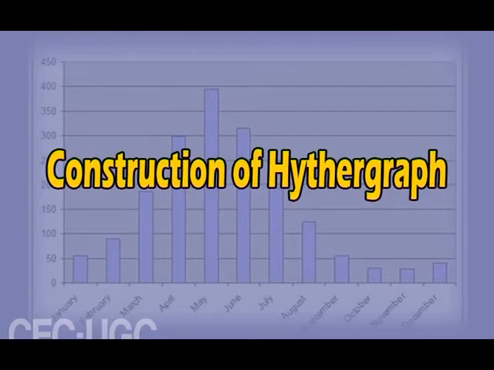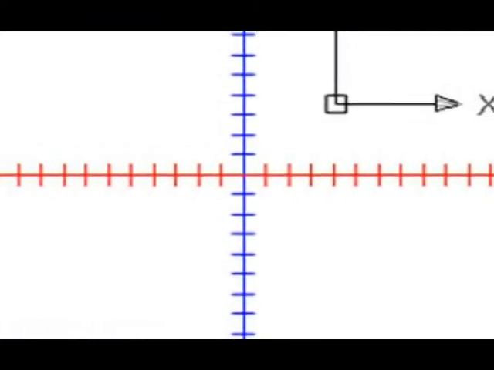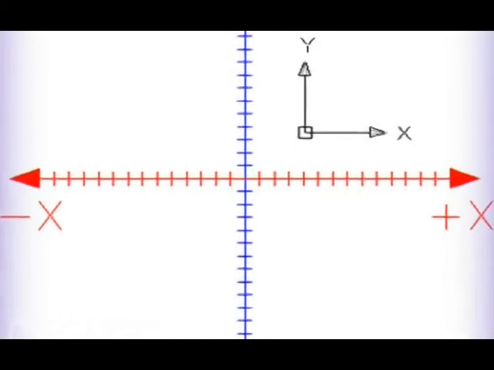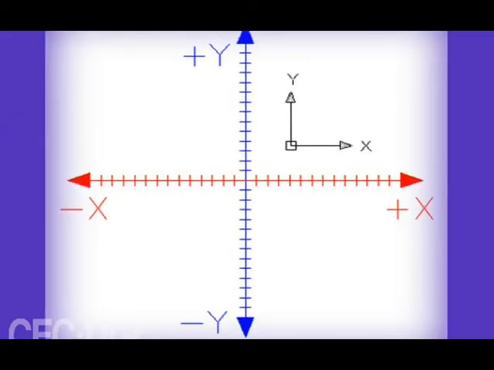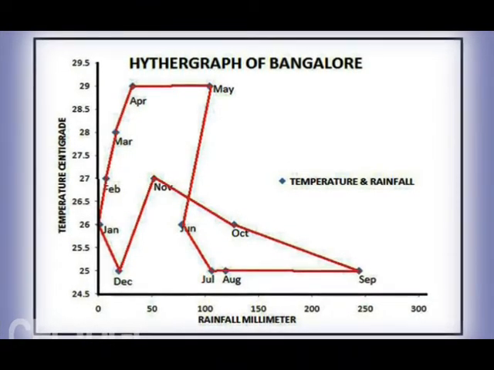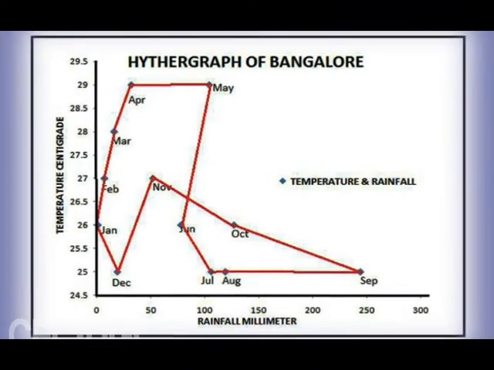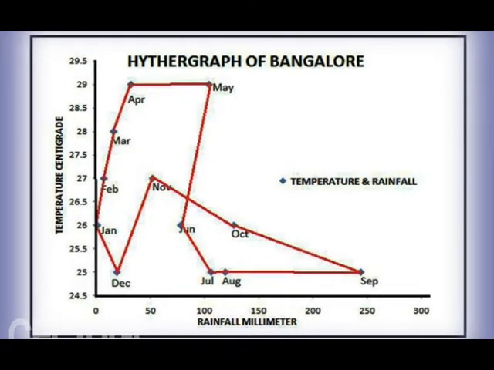Construction of the hythergraph. Choose suitable scales to represent rainfall along the x-axis and temperature along the y-axis. Draw the coordinates of 1 millimeter of rainfall and 26 degrees centigrade temperature to mark the point January. Similarly, mark the remaining 11 points: February, March, April, May, etc. Join the points in order to obtain the 12-sided figure, which will be called the hythergraph of Bangalore.